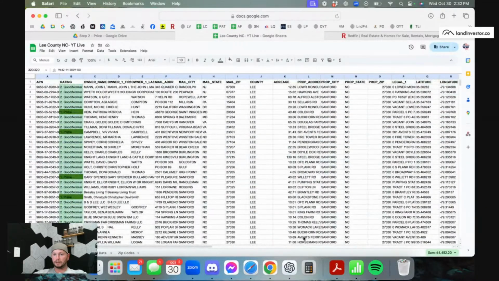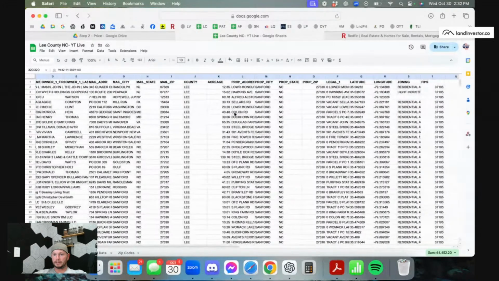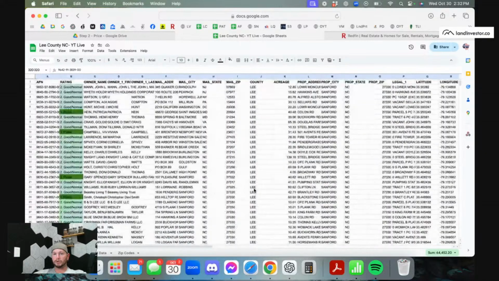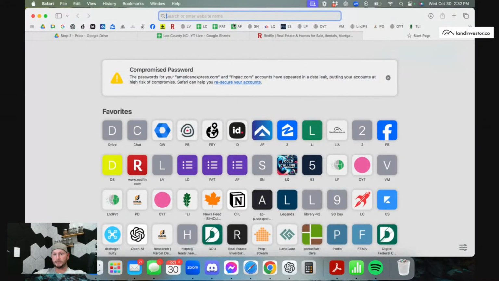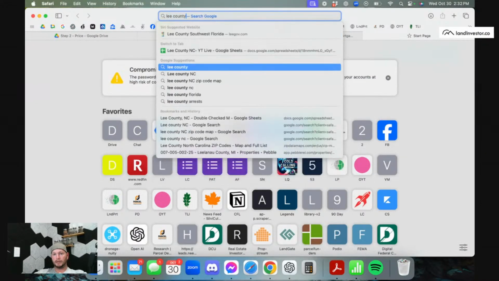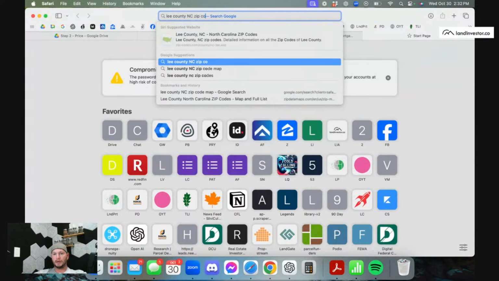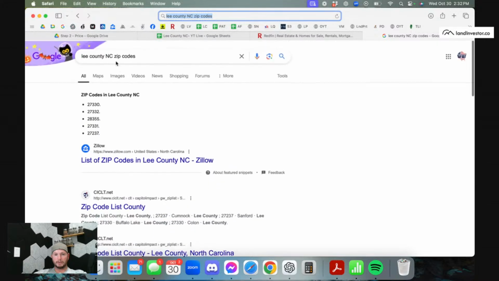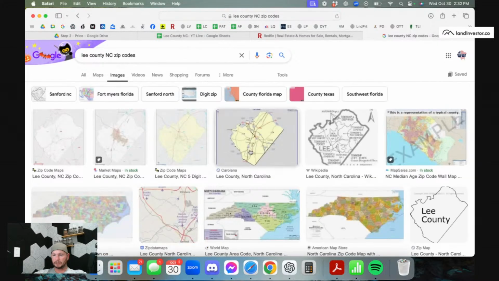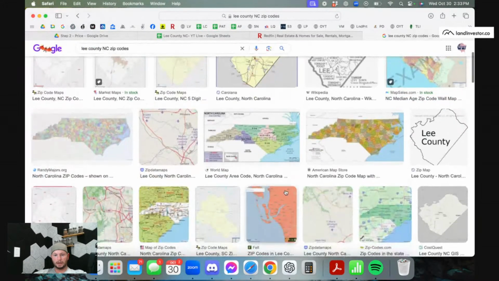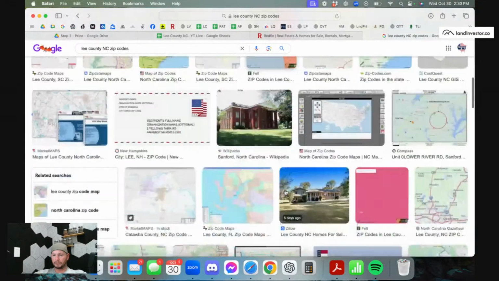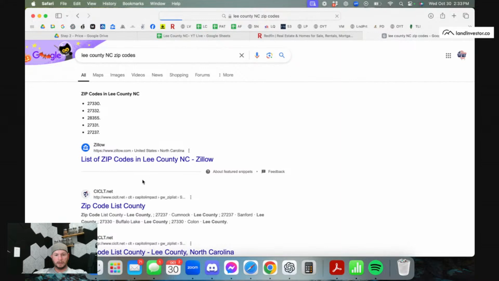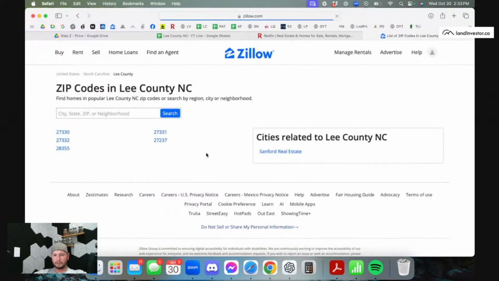Okay. So what we look at is there's a couple zip codes. We'll start with that actually. The county is Lee County, NC. So I want to look at the zip codes. These are the zip codes they have. Now let me see if there's an image. Sometimes it's just better to look at the image, and it'll show you the actual zip code map. Let me see if it shows it here. No.